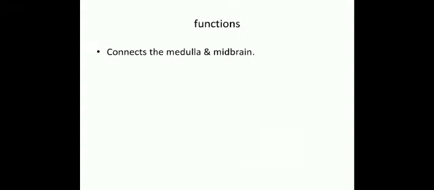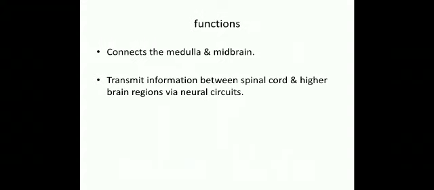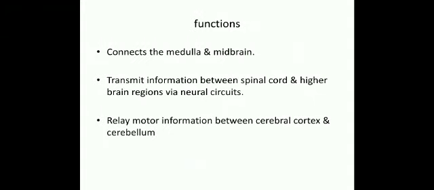The functions of the pons include that it connects the medulla and the midbrain, and it transmits information between the spinal cord and the higher brain regions via neural circuits, and relays motor information between the cerebral cortex and the cerebellum.